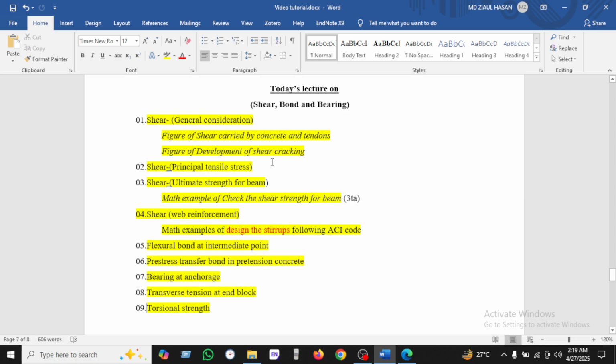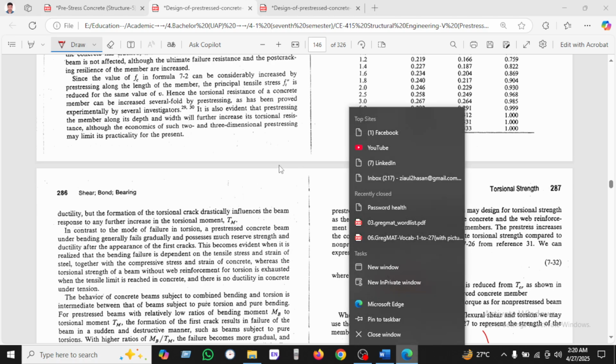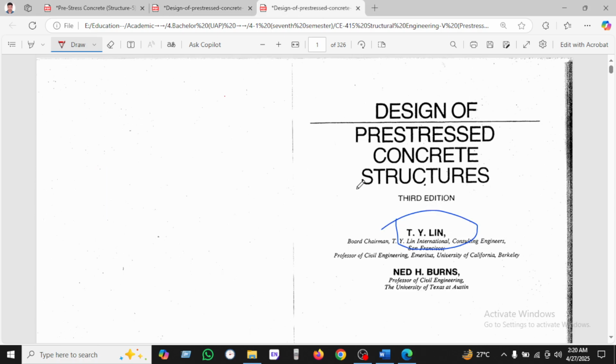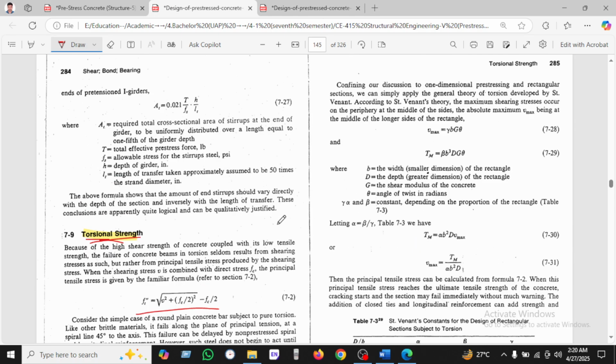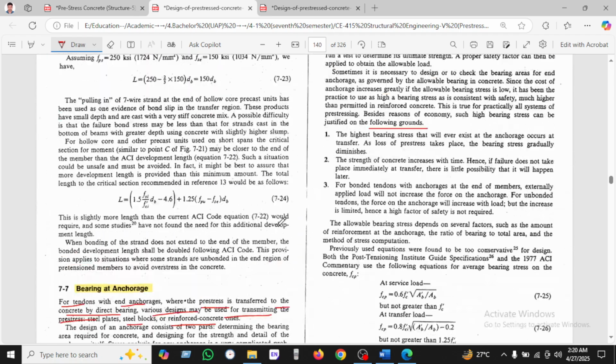So if you have any question, then let me know. I'm just saying again, these are the important figures, and then the math example for shear checking, these are the most important, and this is another example of the stirrup design. Okay, so all are taken from this. This is the reference from T.Y. Lin. If you have any question, let me know.